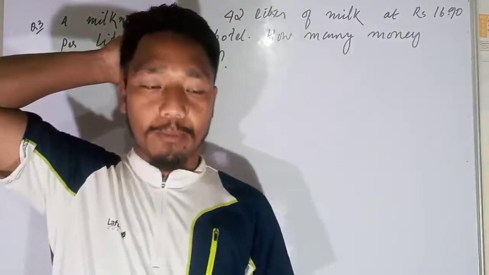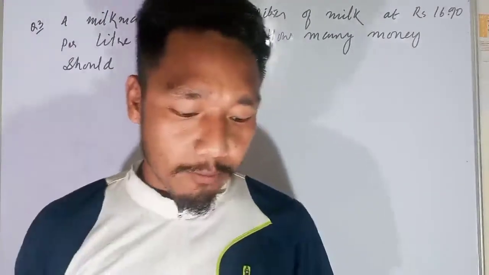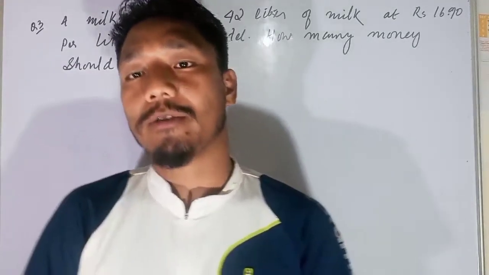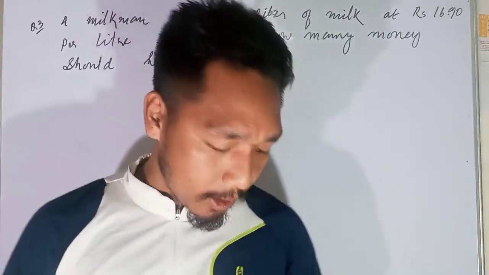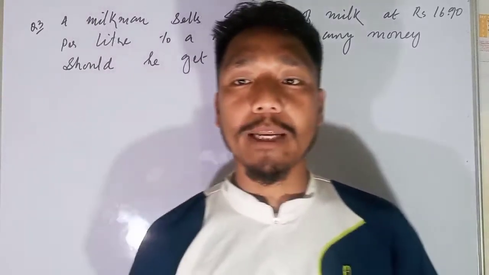So let's go to question number 3. Question number 3 says a milkman sells 42 liters of milk at rupees 16.9 per liter. So 1 liter he sells for 16.9, and the total liters that he sells to the hotel is 42 liters. Then how much money will he get?